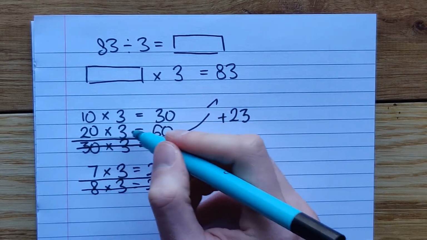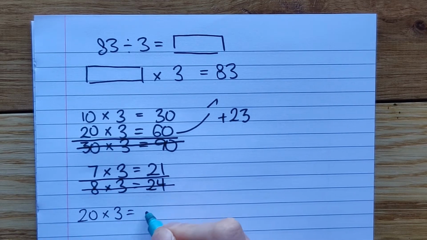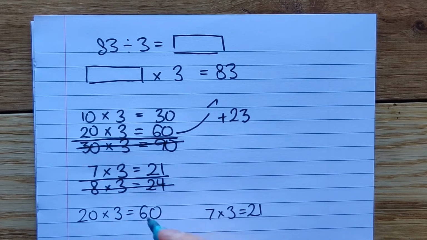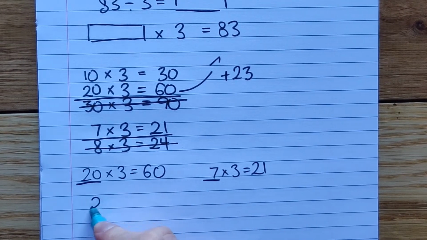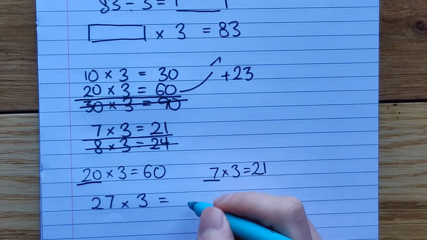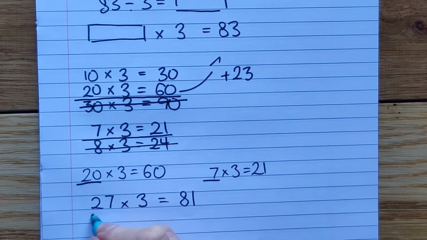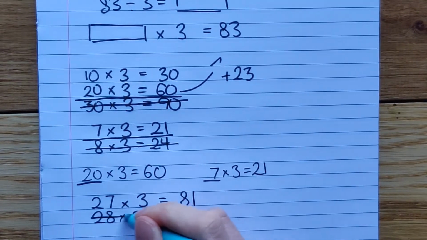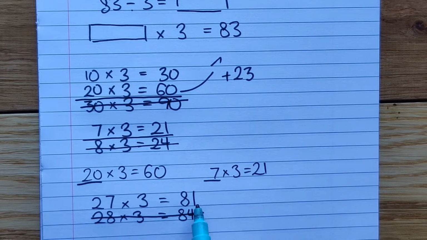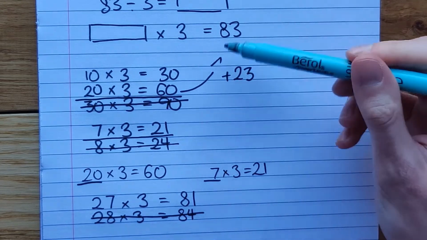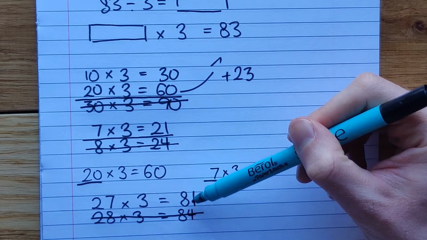So we know 20 times 3 equals 60, and we know 7 times 3 equals 21. So if we combine them together, 20 times and 7 times, we know that 27 times 3 would be 60 add 21, 81. We could do 28 times 3, that would be 3 more, that would be 84, but that's higher than we need. So the maximum we can go up to is 27 times, which is 81, but those of you that are paying attention will know that 83 is 2 more than 81.